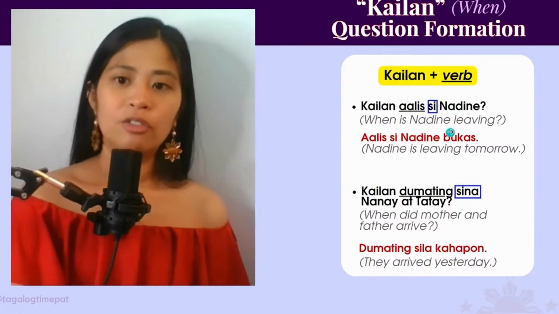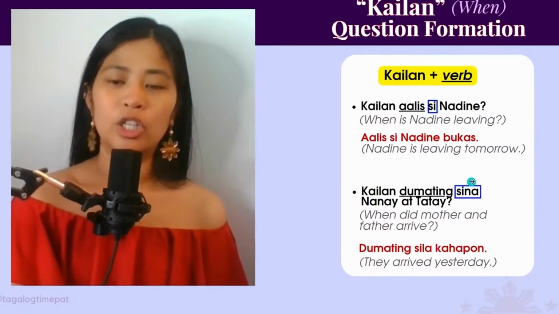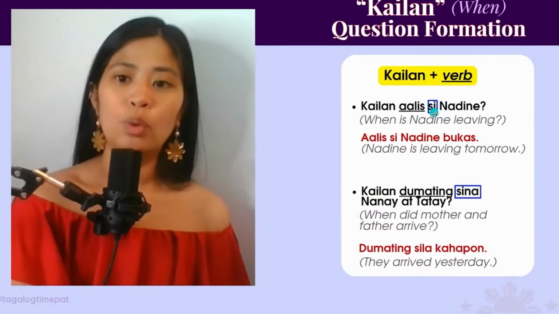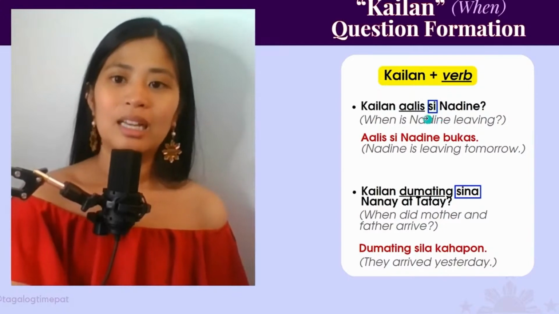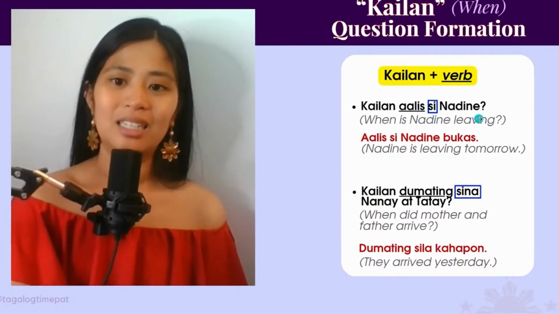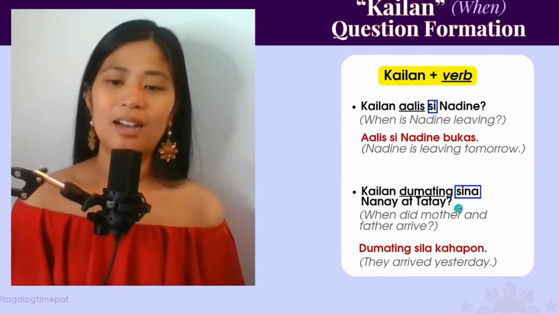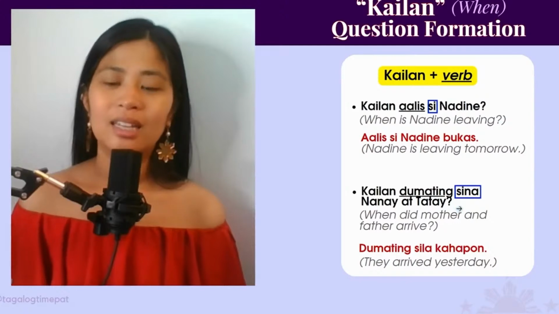So there are the different sentence markers when you are using a name in your question. When it's one person, it's si. Kailan aalis si Nadine? When it's more than one person, it's sina. Kailan dumating sina nanay at tatay?